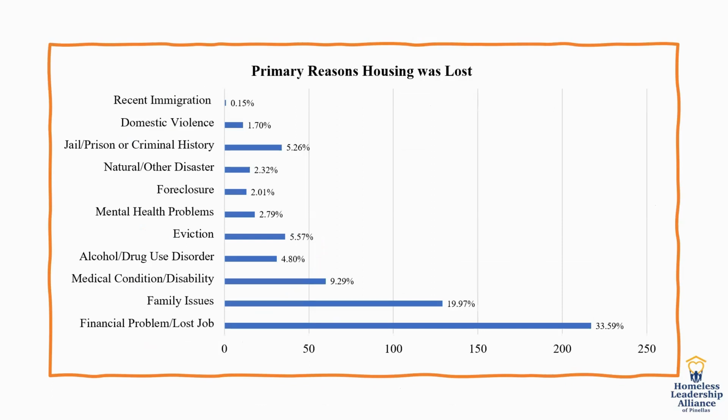Here provides the primary reasons that housing was lost. This is a question included in the point in time count survey. And this survey, I keep referring to it, is in the appendix of the final report that you guys have. So you can actually look at these survey questions. The most frequent reason that housing was lost was financial problems or lost job, and then followed by family issues, medical conditions, alcohol, drug use, and then eviction. Next slide.